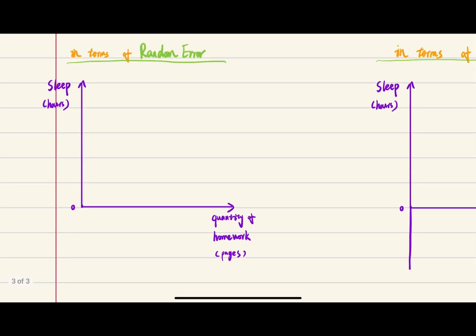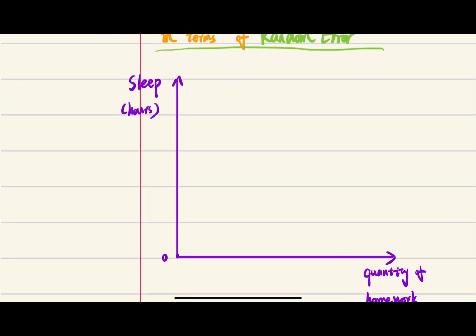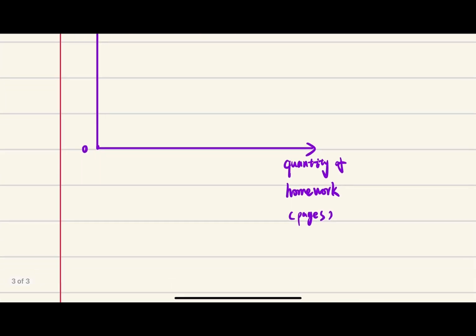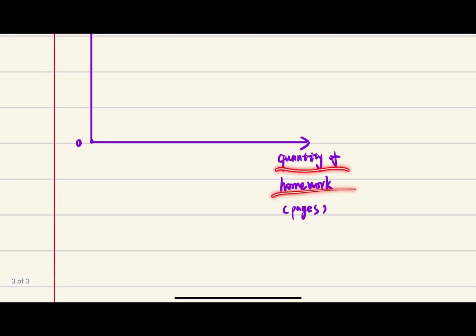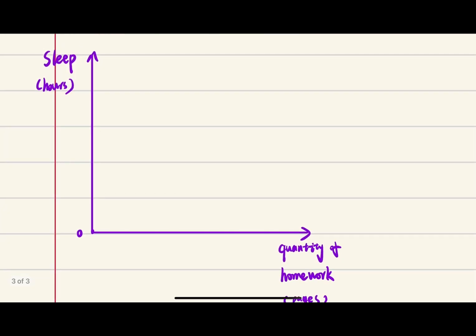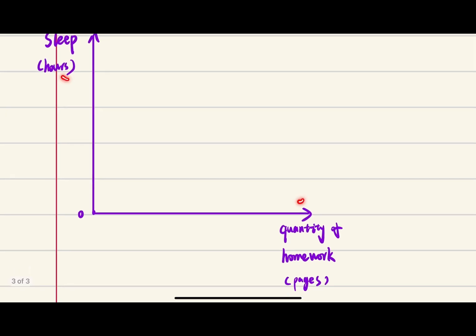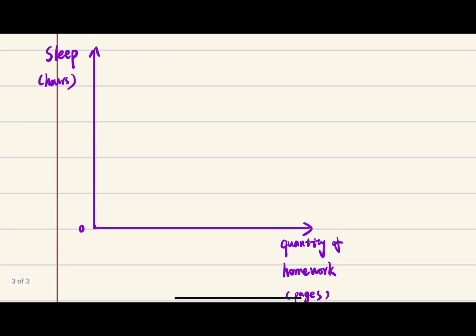So here, let's say, for example, that you are doing an experiment right now, trying to investigate the relationship between the number of hours that you sleep and the amount of homework that you can complete. So theoretically, or in this case, I assume that the theoretical relationship between these two variables is directly proportional.